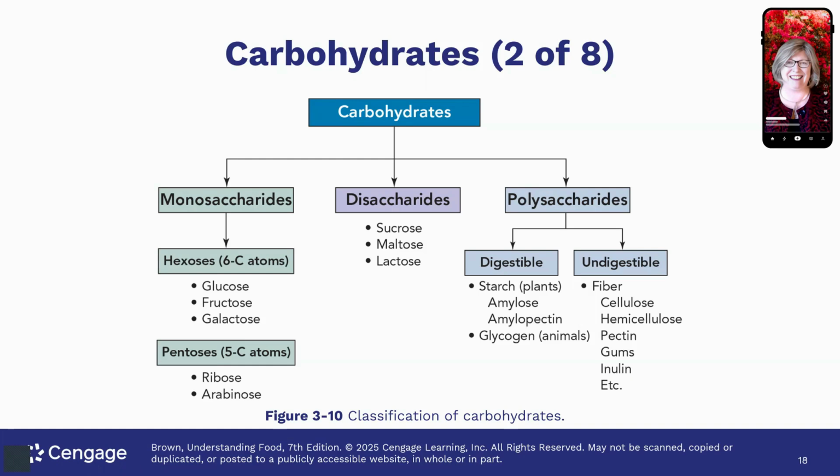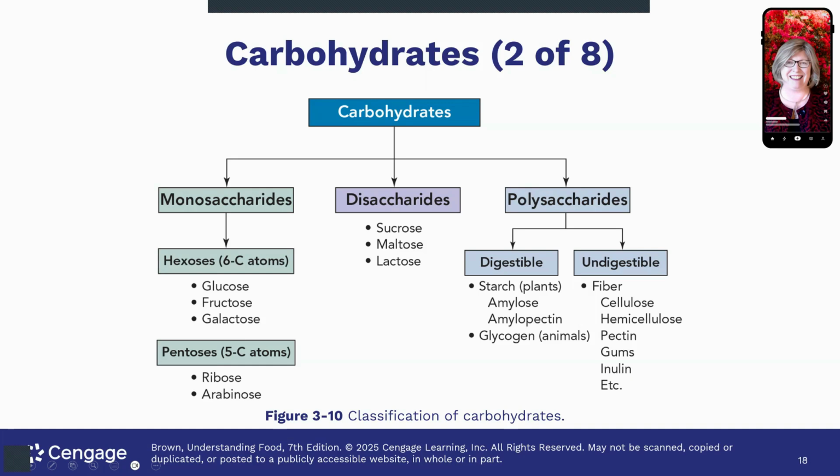starches. You have amylose and amylopectin. And then you also have a little bit of starch in the glycogen, which is stored in the animal muscle. You have undigestible polysaccharides, which would be fiber. The types of undigestible fiber we're talking about would be cellulose, hemicellulose, pectin, gums, inulin, and others. Now let's go back to the monosaccharides.